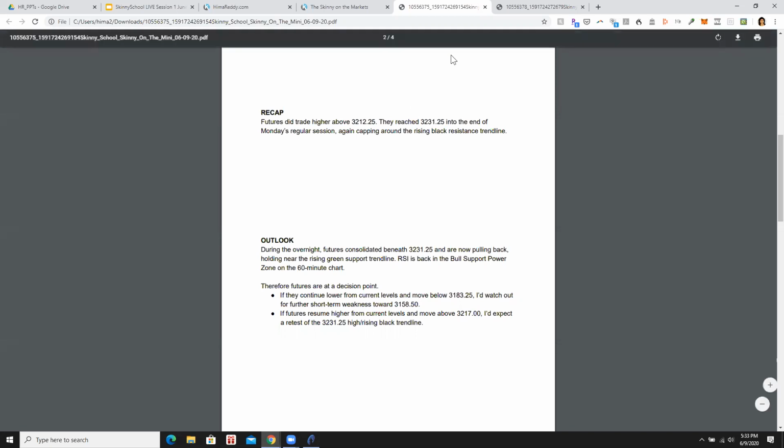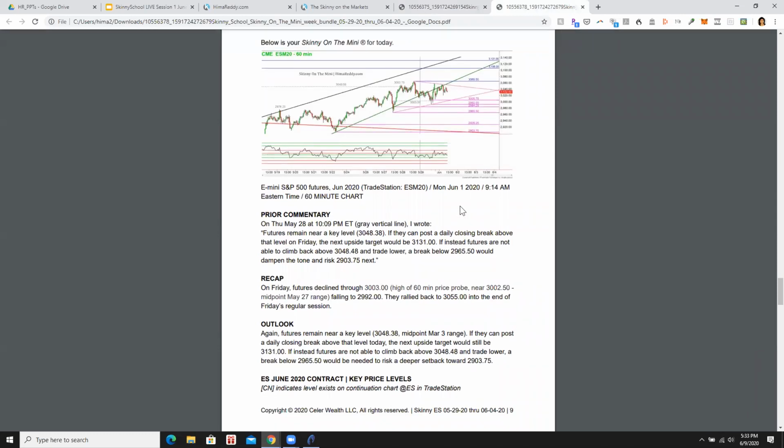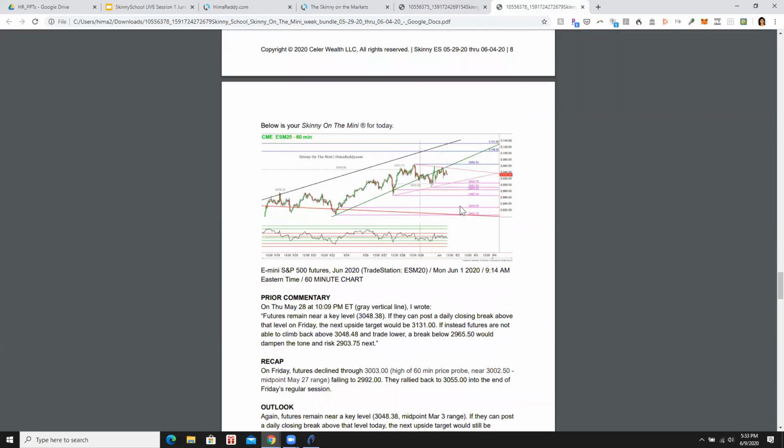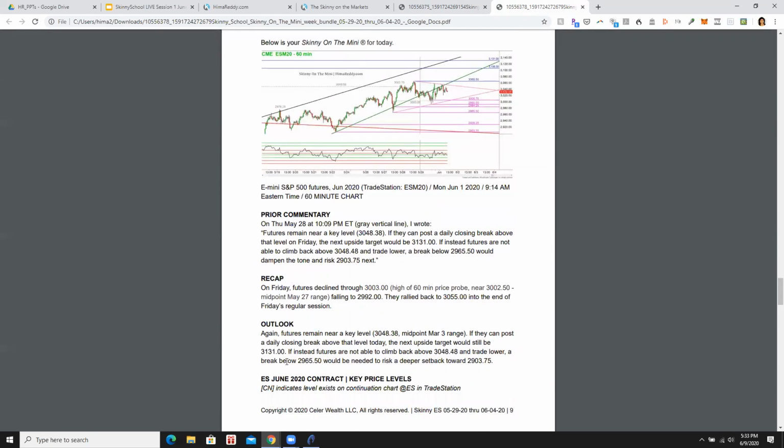Now, if I do have a strong conviction, let's go to our weekly bundle. Let's see if there's any time here when I have a strong conviction. So this was the June 1st report on Monday. I was talking about how futures remain near a key level.